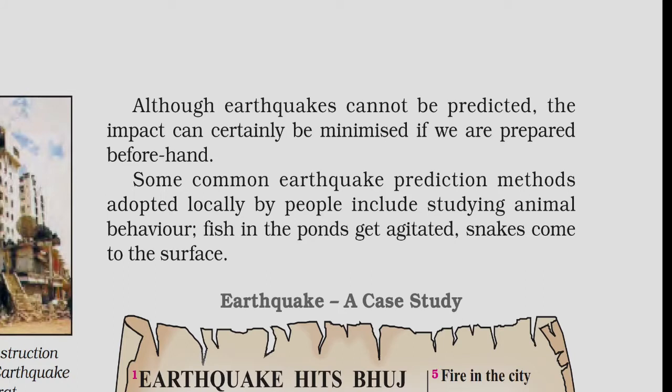These earthquakes and tsunamis occur periodically. So we cannot predict them, but we can reduce the impact or the destruction if we are able to know the impact, or minimize this destruction through more preparedness.